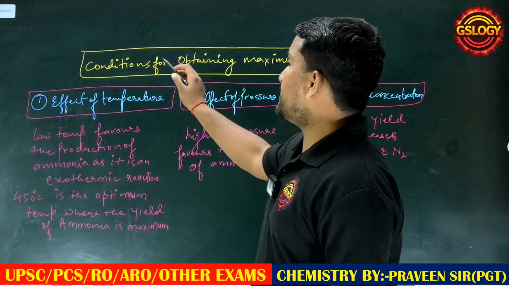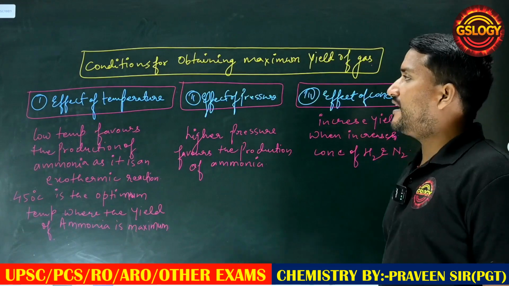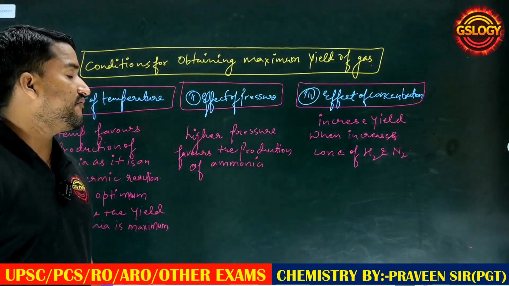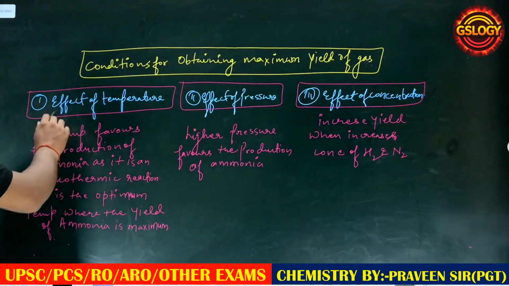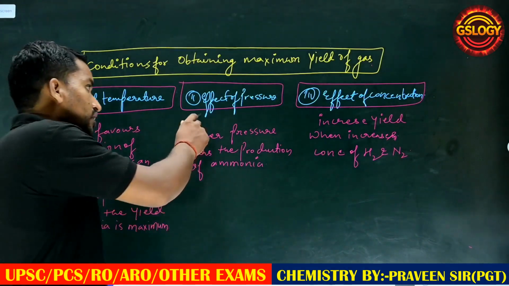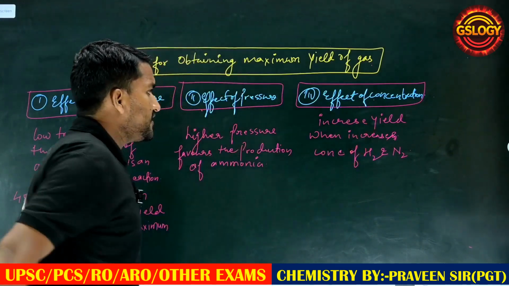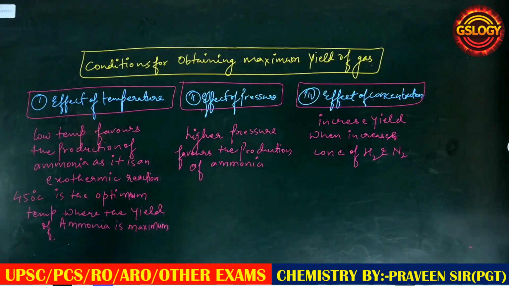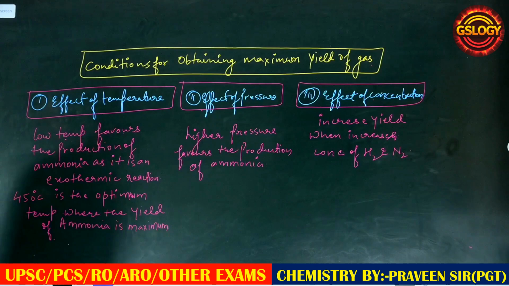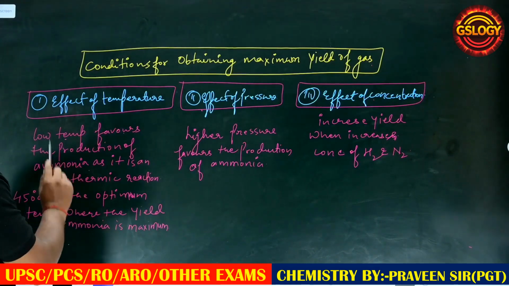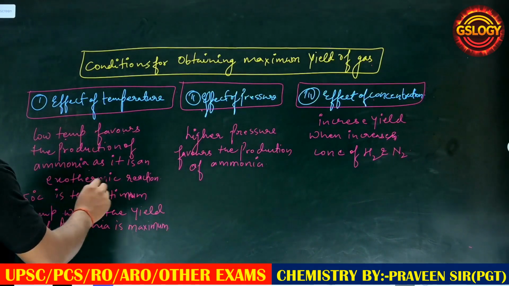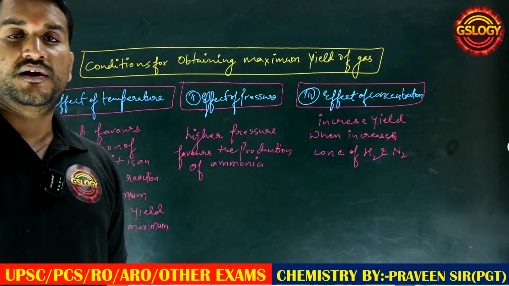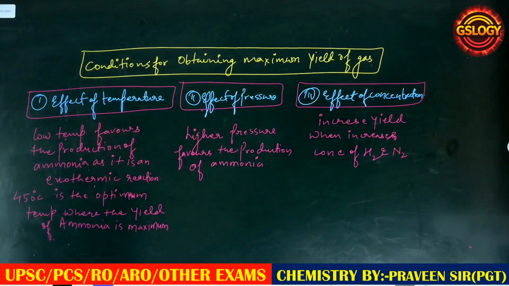Next is the condition for obtaining the maximum yield of ammonia gas. What are the conditions for obtaining the maximum yield of ammonia gas? First, the effect of temperature, the effect of pressure, and the effect of concentration. What is the role of temperature in this reaction? Low temperature favors the production of ammonia as it is an exothermic reaction. Exothermic means it evolves heat.